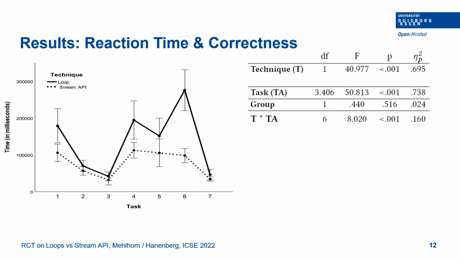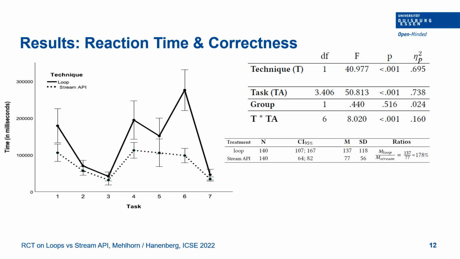Expressed in more statistical terms, it turned out that technique was a significant factor, and the interaction between technique and task was also a significant factor. The task itself was a significant factor. Group was not, so it didn't matter whether they started with the Stream API or with the loop.